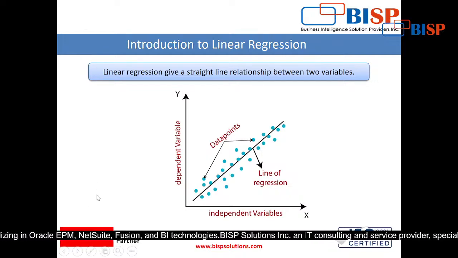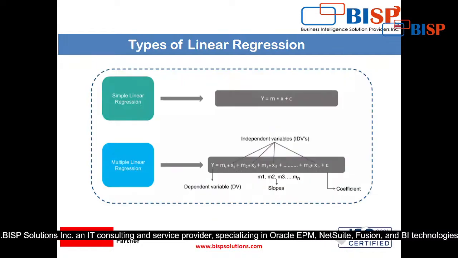Now if you see this straight line, it means the line of regression, and these data points are the data. So this straight line will be drawn with the help of the regression technique, correct? Let's move ahead. Now see here, simple linear regression and multiple linear regression, right?